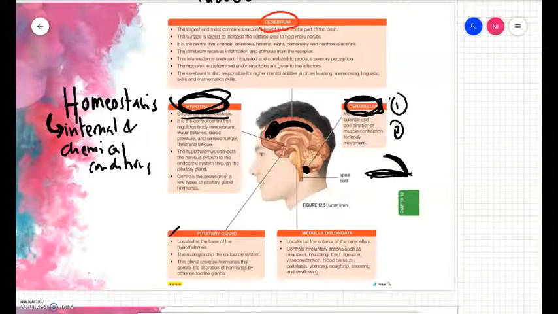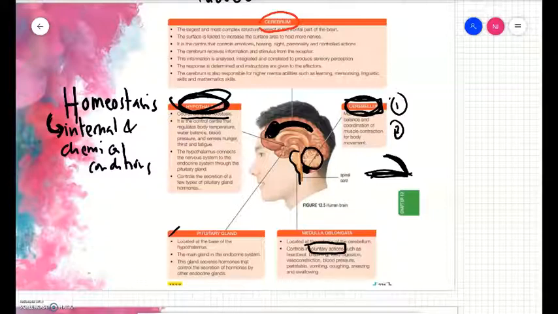Okay, now the last one is medulla oblongata. Medulla oblongata is here. It is located at the anterior of the cerebellum. Maksud anterior di depan. So cerebellum di sini, anterior of cerebellum, di depan cerebellum. Okay, what is the function of medulla oblongata? It controls involuntary actions. Involuntary action yang kita tidak payah kawal, kita tidak perlu kawal.